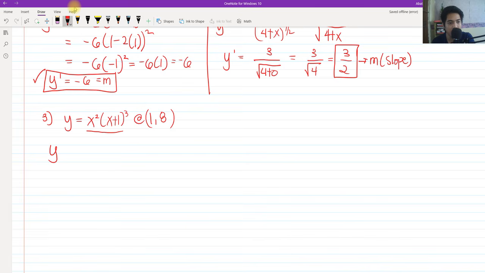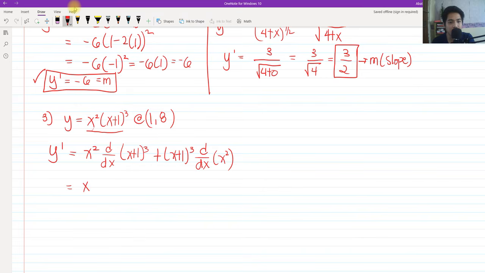So what are we going to do? We have y prime. We can first copy the first term here, so we have x squared, and then we are going to differentiate (x plus 1) cubed. And then plus, copy the v. We can label this as our u, and this is our v. So we can copy the v, (x plus 1) cubed, and then differentiate the x squared. So that's the product rule.